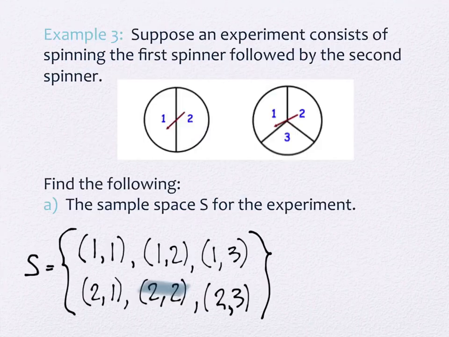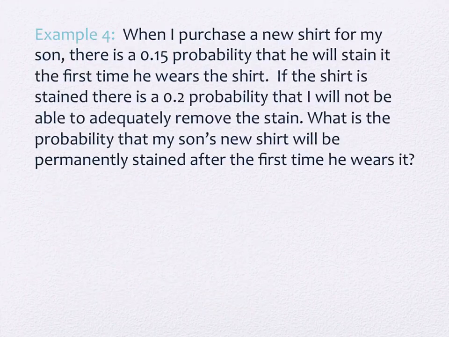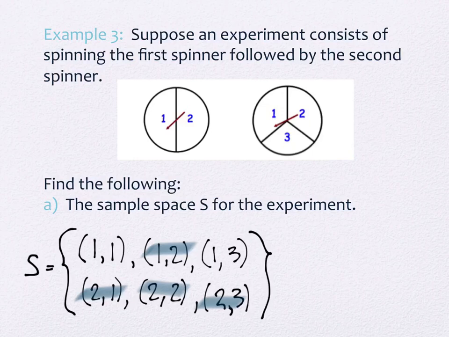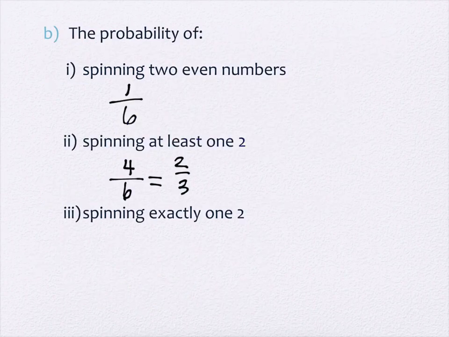How about spinning at least 1 2? Everything that has a 2 in it will now be highlighted. There's 4 of them. So we have 4 out of 6, which will reduce to 2/3. How about spinning exactly 1 2? 3. So in this case, this one right here doesn't count anymore because it has 2 2s. But the other 3 that I highlighted in blue do count. So it'd be a 3 out of 6 probability, which is 1/2.